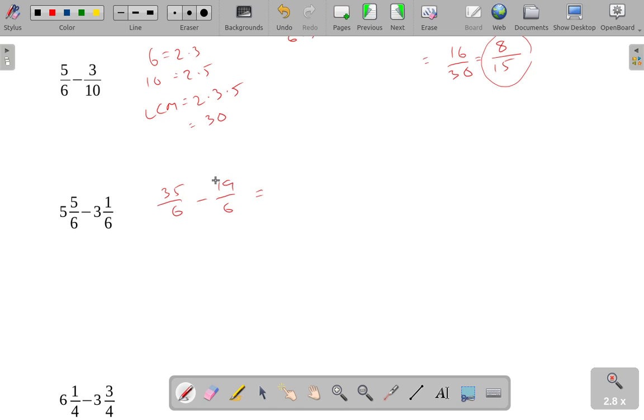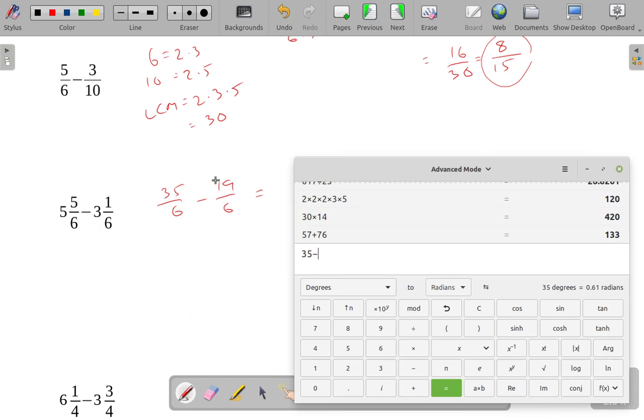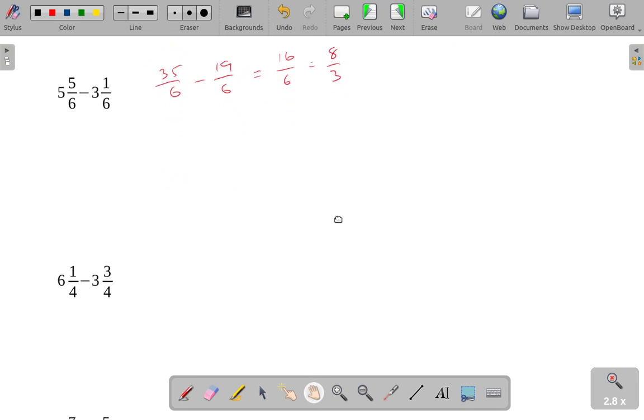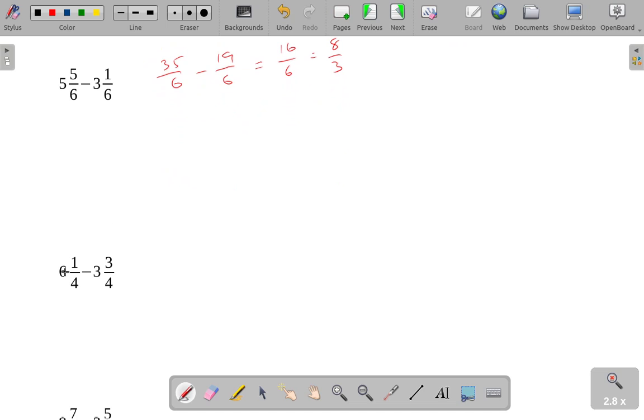I'll do my subtraction. 35 minus 19 is 16. And then I can reduce this because they're both even, so I can reduce that down to 8/3. Similarly here, this is 24 plus 1, which is 25/4. Here we have 12 plus 3, which is 15/4, because they already have a matching denominator. 25 minus 15 is 10, giving me 10/4. And reducing this, I get 5 over 2.